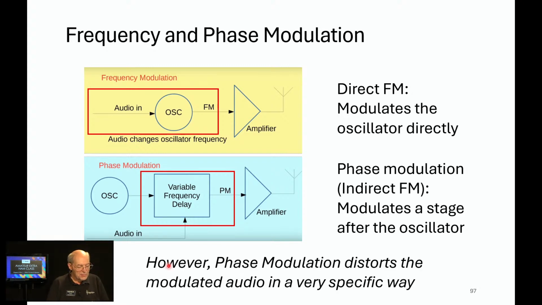And as I said, phase modulation distorts the modulated audio in a very specific way. With phase modulation, as the audio frequency goes up, the amount of modulation increases. So that would be kind of a problem on the receiver side, because if the high frequencies are much louder than the low frequencies, it's going to sound terrible. We don't have that with direct frequency modulation, but there are fixes for that. We'll talk about those next.